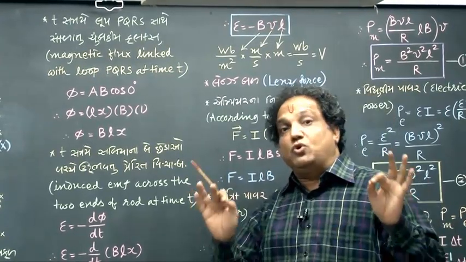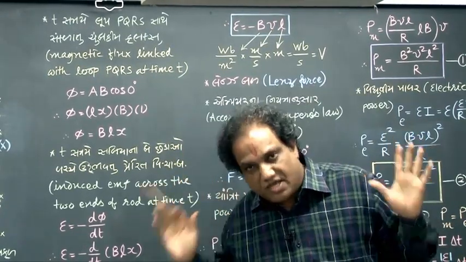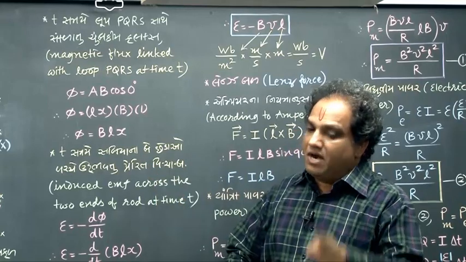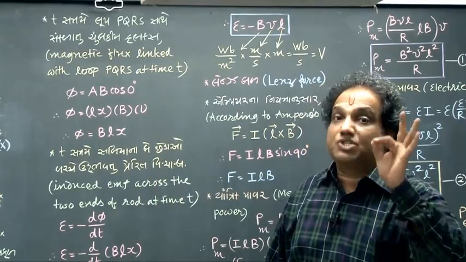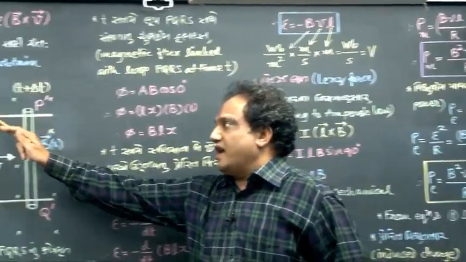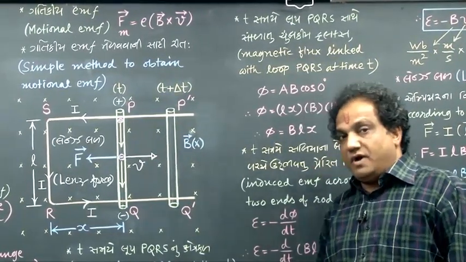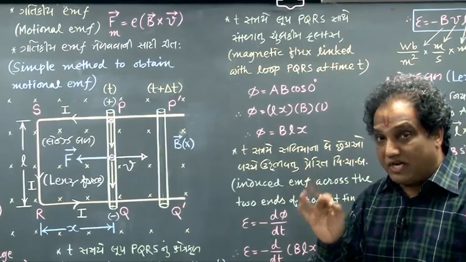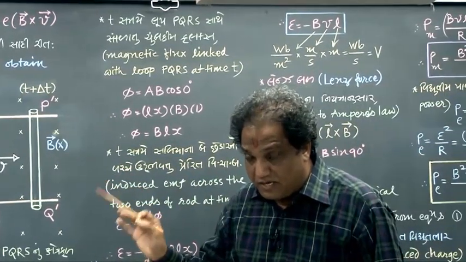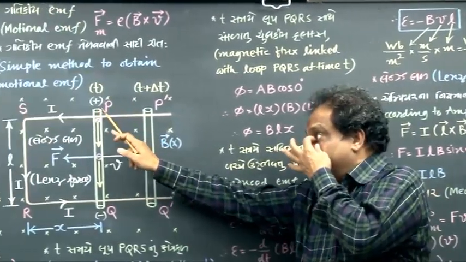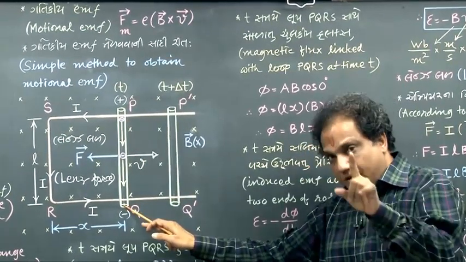You simply have to notice the change in magnetic flux. If magnetic flux is changing here, naturally we have some induced EMF developed across the two ends of this rod. Now, my dears, take special interest in understanding this phenomenon. I am showing you how EMF is generated between these two ends.